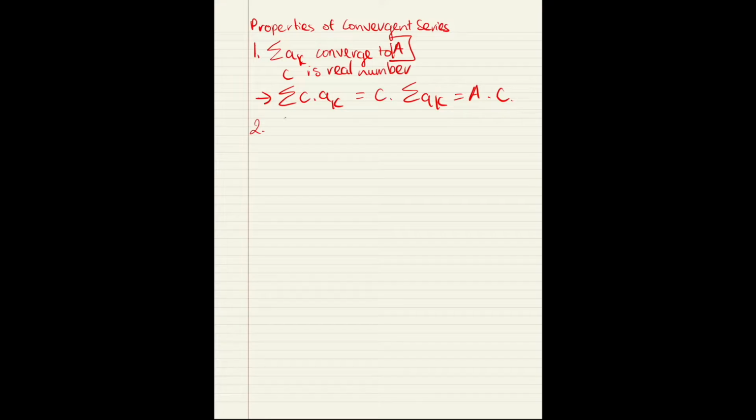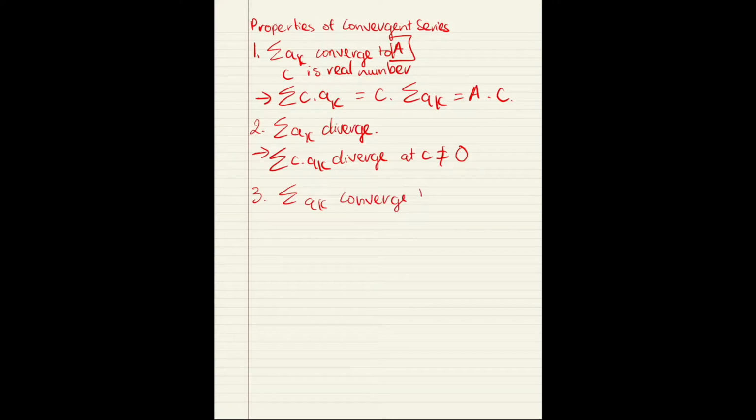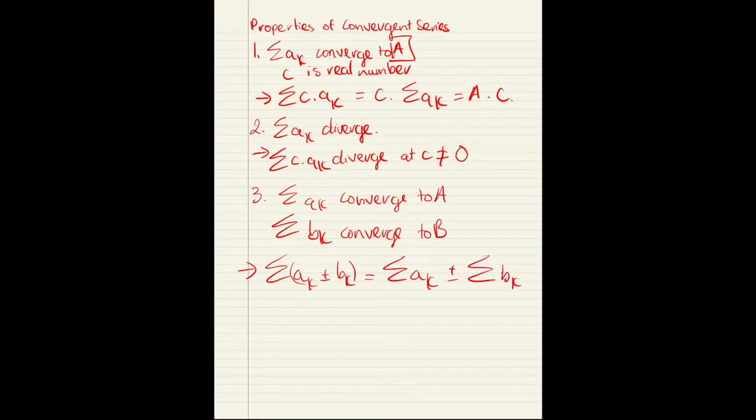Second property: if the series of ak diverges, then c times ak diverges, as long as c is different from 0. Third property: if the series of ak converges to A and the series of bk converges to B, then the series of ak plus or minus bk equals the series of ak plus or minus the series of bk, and equals A plus or minus B, these values.